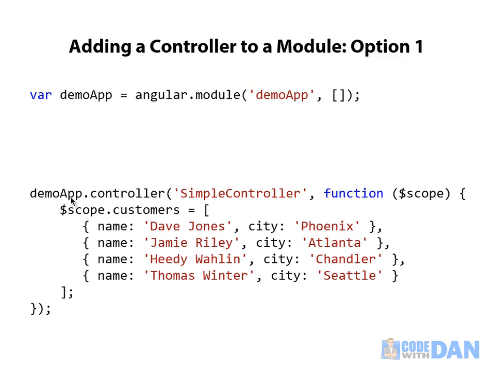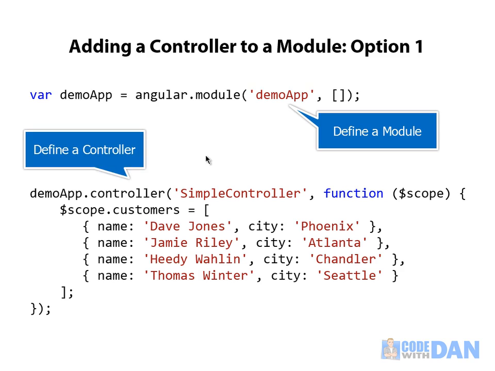But what we're going to do with it is once we have that module object, we can simply call .controller. So step one is we define our module. Step two is then we use that module object to define a controller. Now what we're going to do is simply give the controller a name. So we give it a string. And then the second parameter is going to be the actual controller functionality. So we have an anonymous function here.